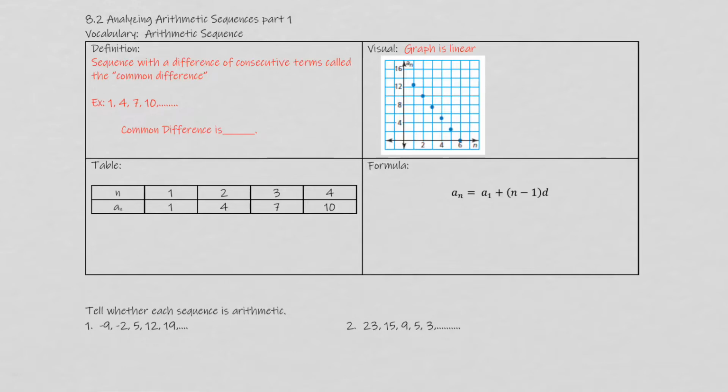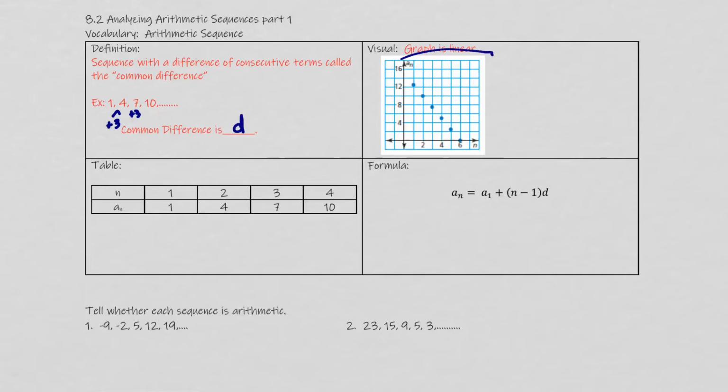We're analyzing arithmetic sequences. The definition of an arithmetic sequence is a sequence with a difference of consecutive terms called the common difference. It just means you start with a term and you're adding a number to each term to get to the next term, okay? We say the common difference, we give it the letter D. Here, the common difference would be 3, because I add 3 to get to the next term each time, and that has to be the same for every term.